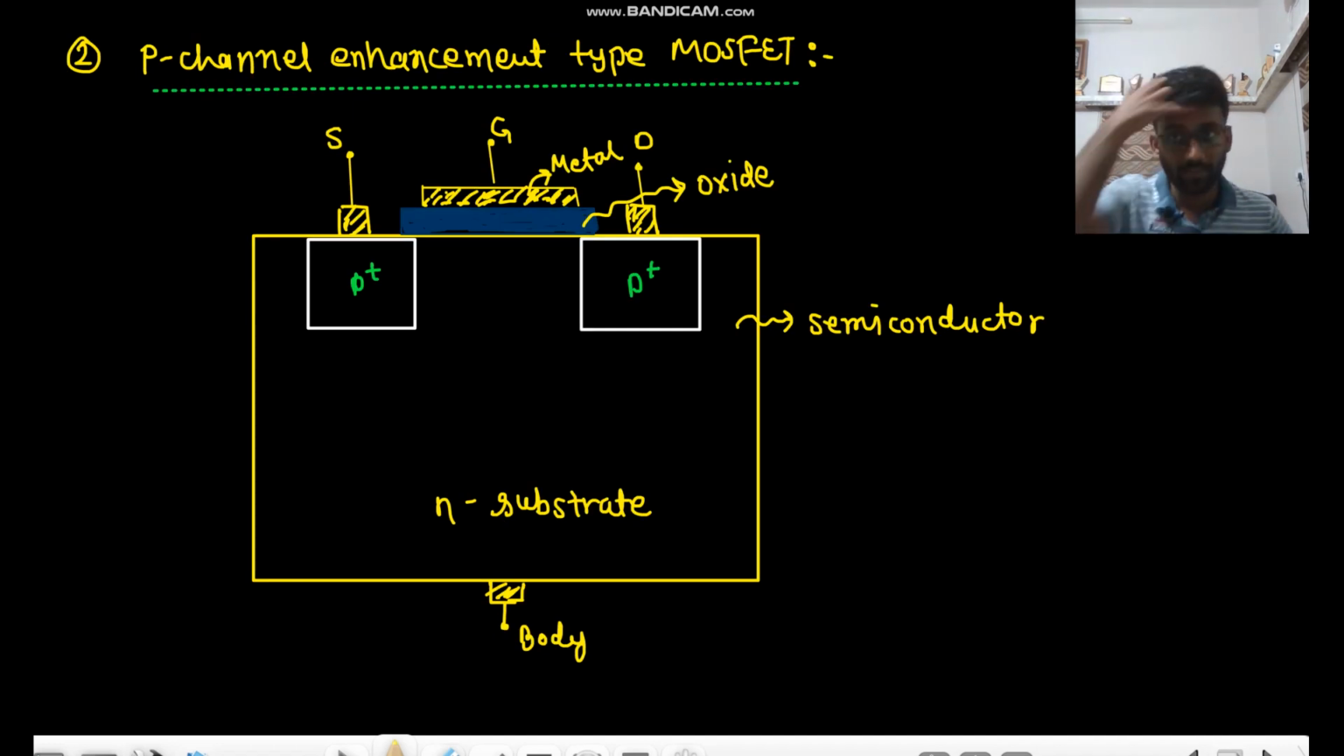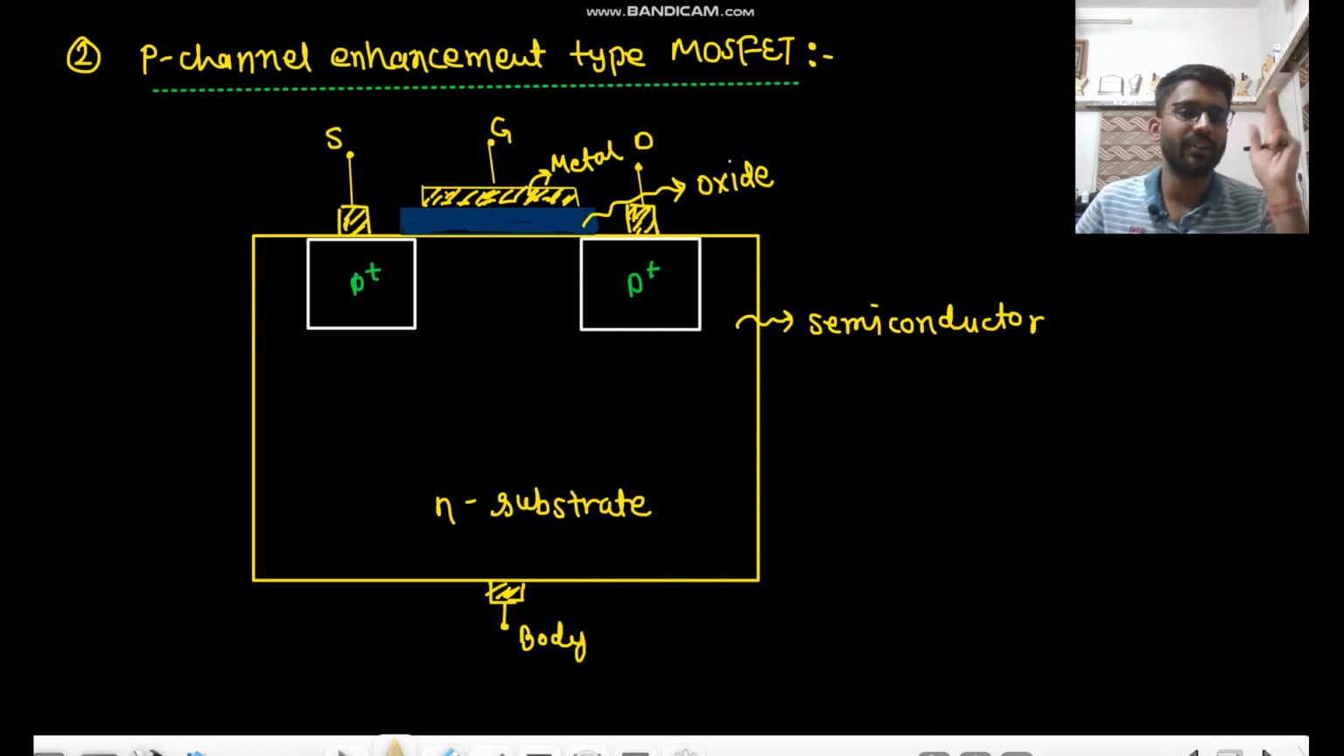Hello everyone. Now we will study the P channel enhancement type MOSFET. So this is the P channel enhancement type MOSFET. Here instead of N plus we have P plus, and instead of a P substrate we have an N substrate. The same structure is there. You can analyze the device on your own as well.